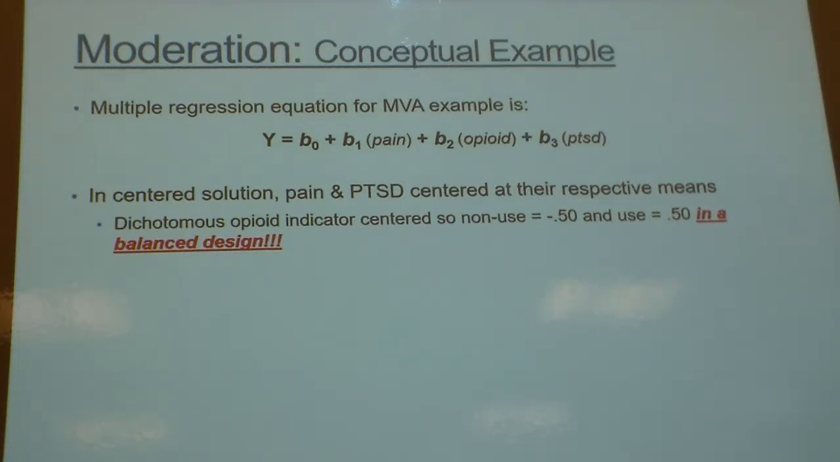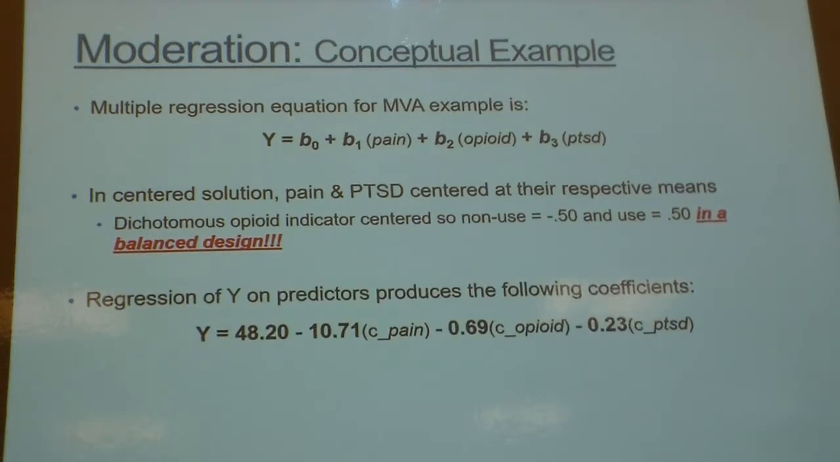This is not on your slide, I changed this before I came up. Note that just because you center a dichotomous variable doesn't mean values are negative 0.5 and 0.5. That only happens if you have a balanced design. If you have an unbalanced design, we're still taking whatever our 0, 1 variable is and subtracting the mean, and so your values for your dichotomous indicators can be different. But if you've got a balanced design, it should be something close to negative 0.5 and 0.5.